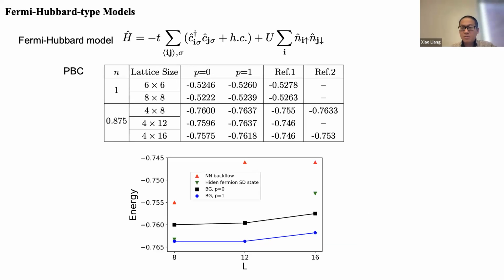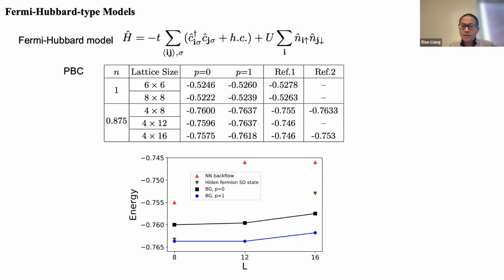The Fermi-Hubbard model is a more challenging case. Because of the spin, the maximal occupation per site is 2, thus a larger Hilbert space than the t-V model. The Hamiltonian contains hopping terms and on-site interaction terms. In the table, n is the filling number, which is the ratio of the particle number over the site number. All calculations are based on periodic boundary conditions. The ratio of U and t is 8 for all calculations.